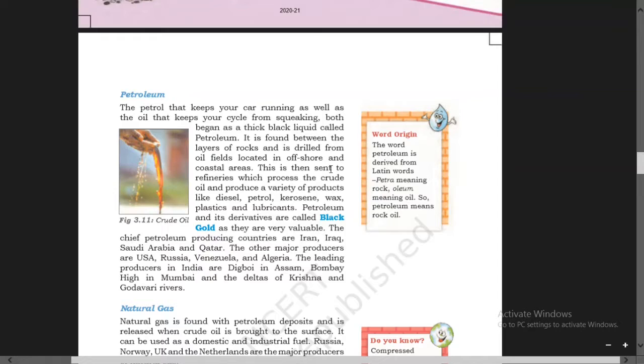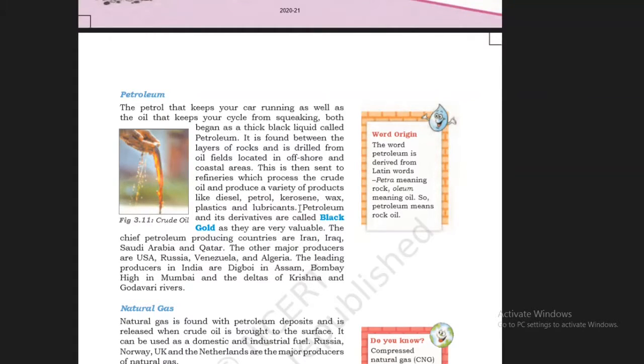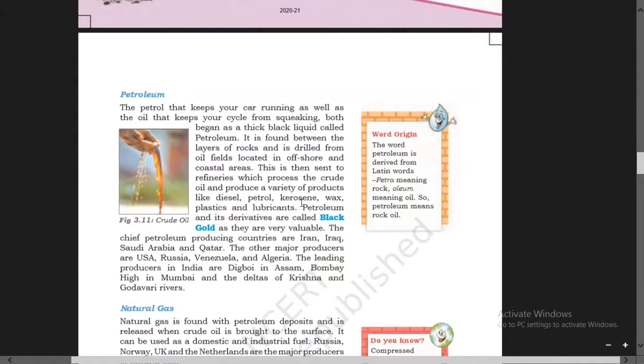This is then sent to refineries, which process the crude oil and produce a variety of products like diesel, petrol, kerosene, wax, plastics, and lubricants. As soon as it has been dug out, it becomes crude oil, and it is sent to refineries. So these are the products of petroleum, boys.